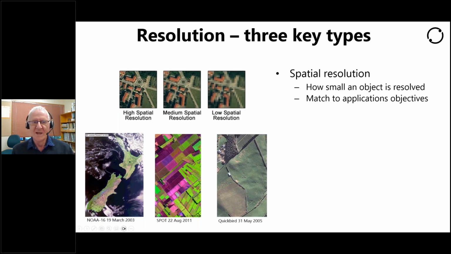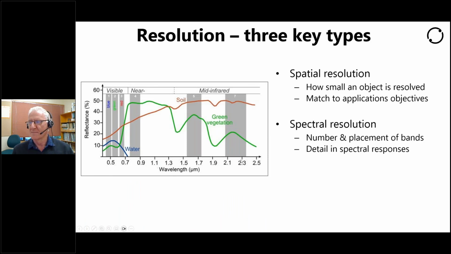The second type of resolution I want to talk about is spectral resolution, and this is really where we are looking at the number and placement of bands in the electromagnetic spectrum, and different targets respond differently throughout that spectrum. So taking some samples through the spectrum can give you an indication of what the targets are. Most multispectral imagery or sensors these days would have 3 to 15 bands available to them. And I'll be talking a wee bit about this later on.